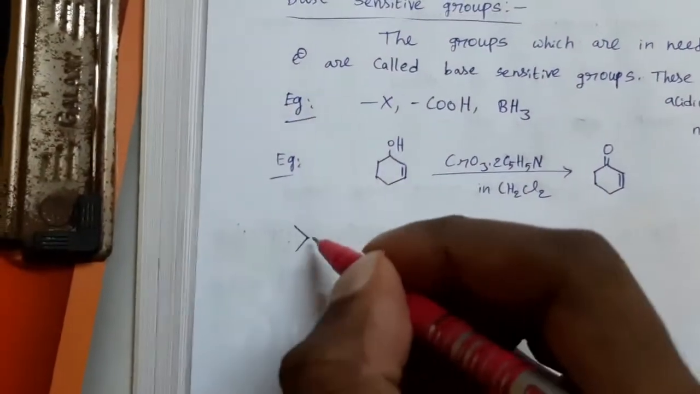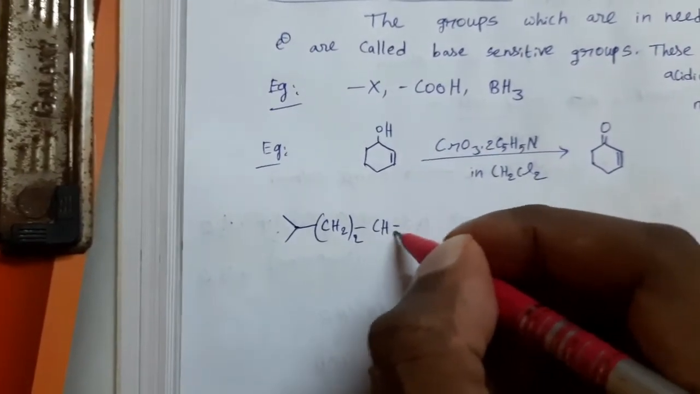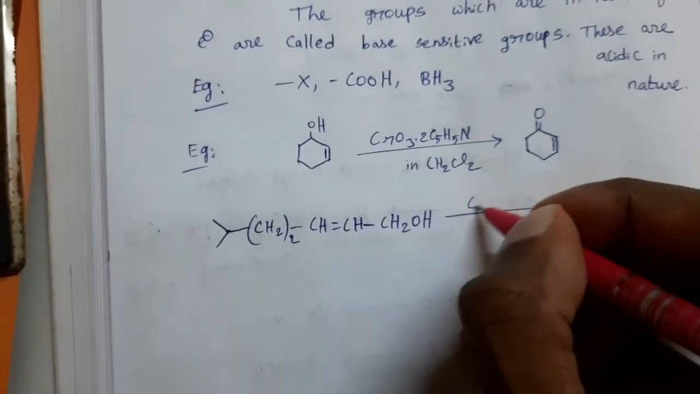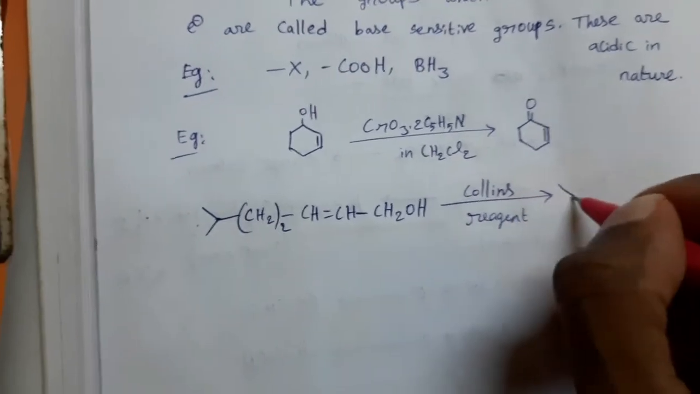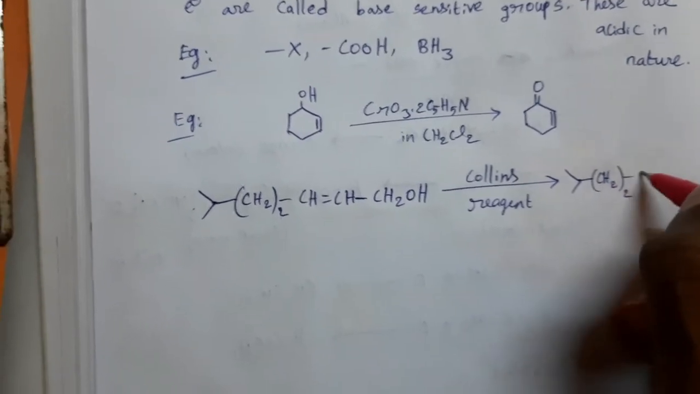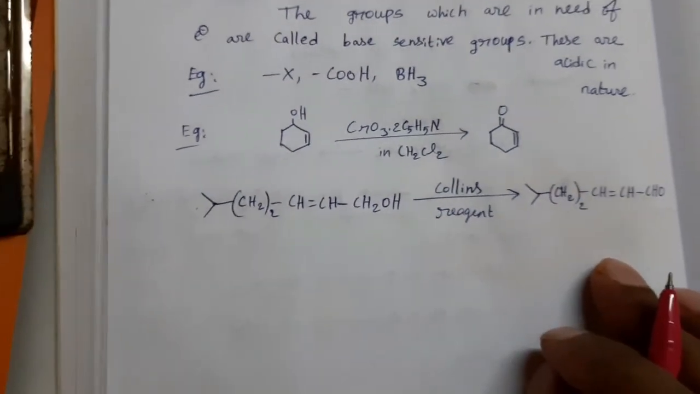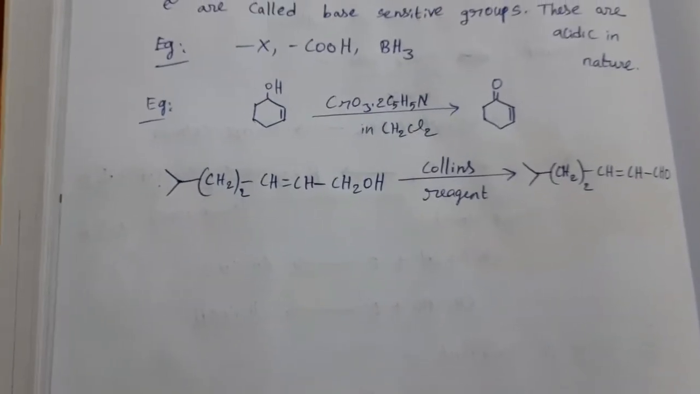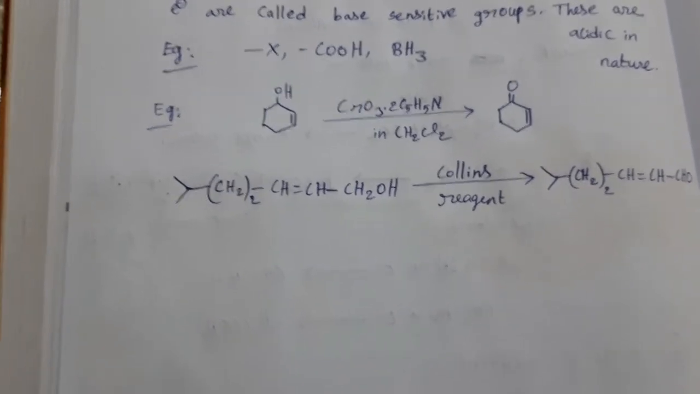Next, see this example: CH2 twice, CH double bond CH, CH2OH. It is treated with Collins reagent. Then we get aldehyde. But the double bond remains intact. There is no change in the double bond. Only primary alcohol is changed to aldehyde. Any other functional group other than primary alcohol and secondary alcohol is not affected by this Collins reagent.